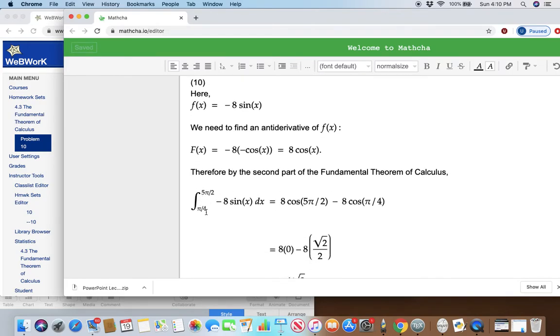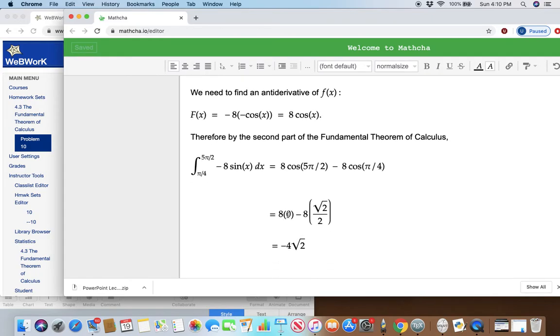So the integral from pi over 4 to 5 pi over 2 of negative 8 sin x dx is: evaluate the antiderivative at 5 pi over 2, evaluate the antiderivative at pi over 4 and find the difference. Cosine of 5 pi over 2 is 0. Cosine of pi over 4 is root 2 over 2. 8 times 0 is 0. This gives me, 2 goes into 8 four times, so negative 4 square root 2.